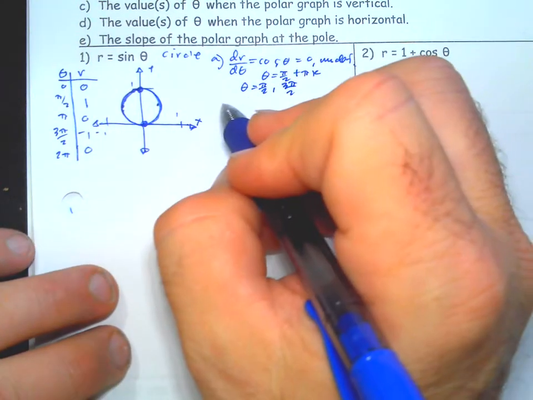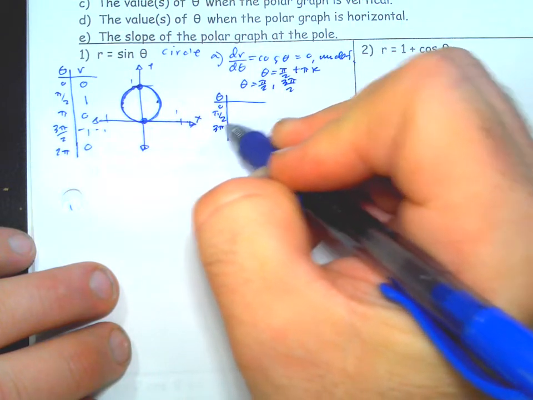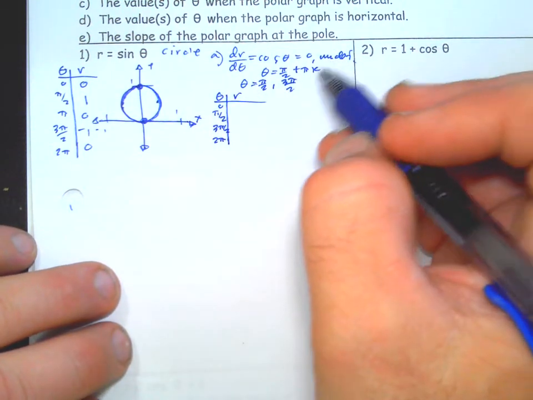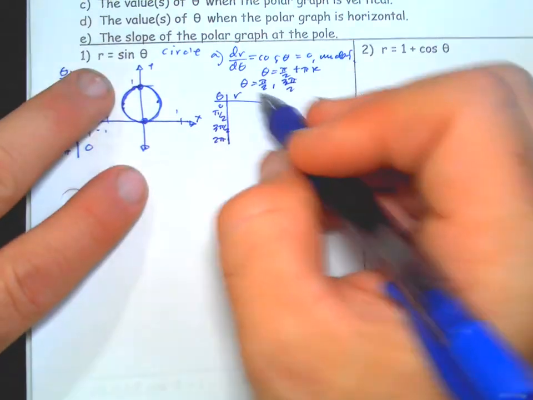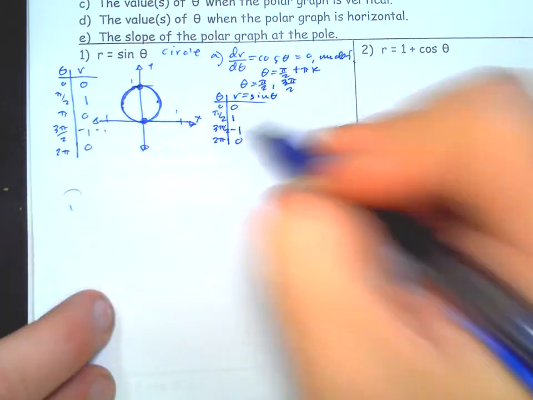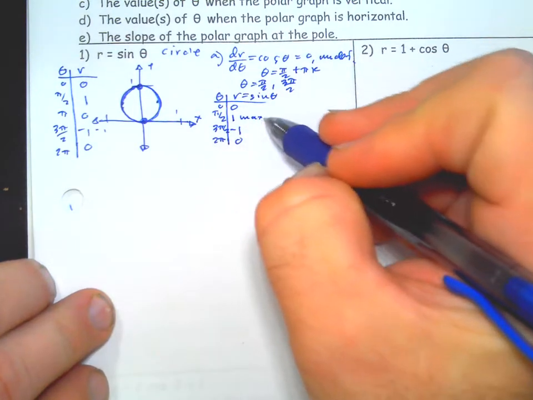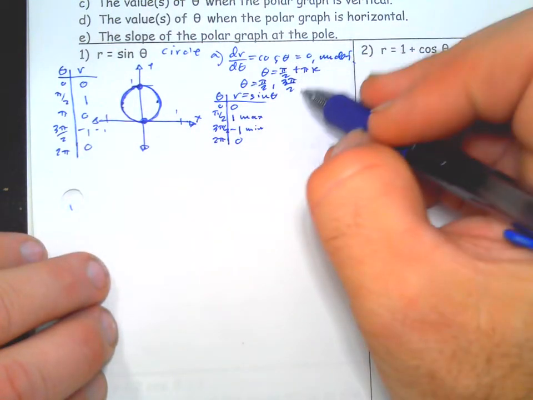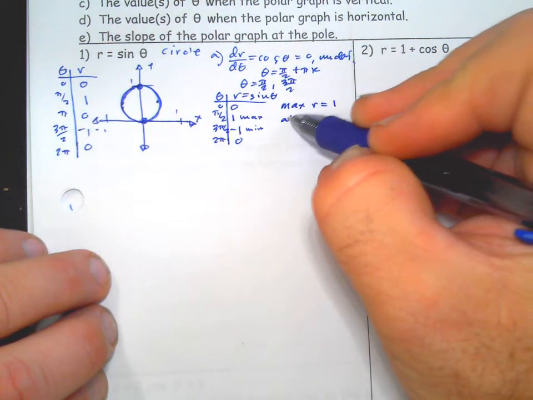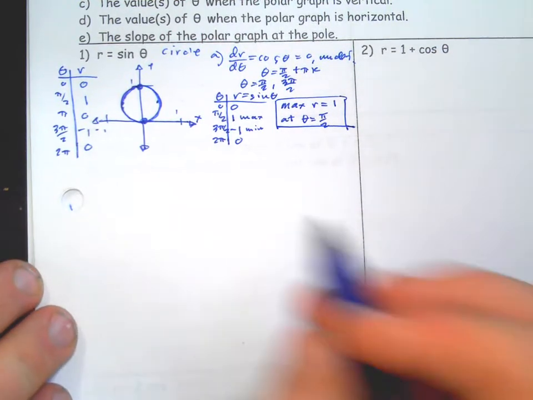And we could do a quick table, EVT. And we're going 0 to 2 pi. So if you plug 0 into r, which is sine theta, you get 0, 1, -1, and 0. So the maximum radius is there. The minimum radius is there. So we're going to say max r equals 1 at theta equals pi over 2. Okay.